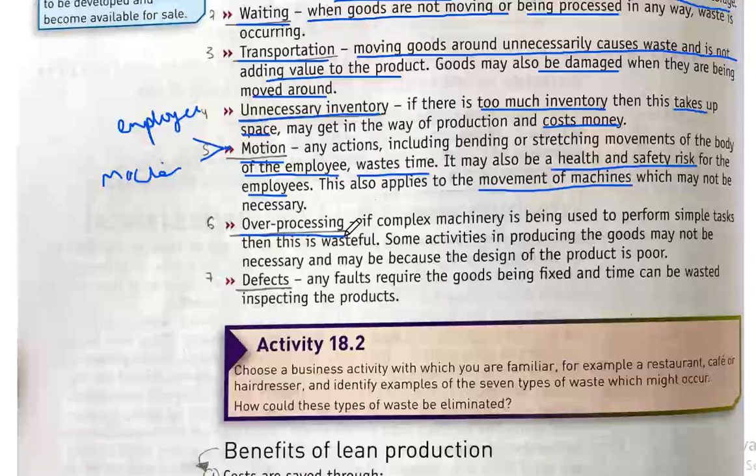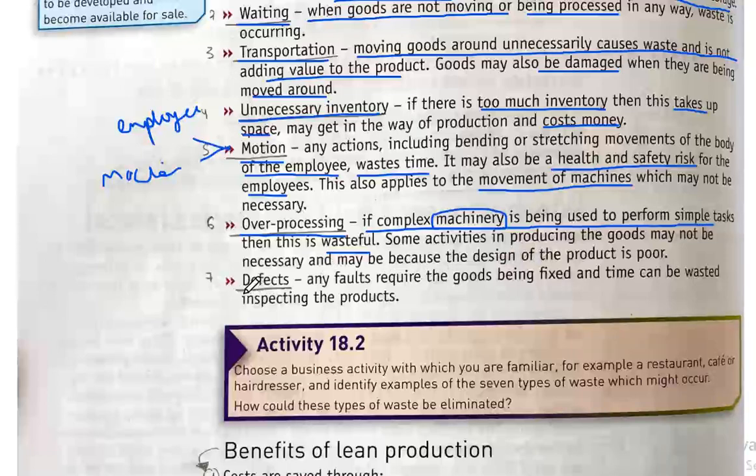Waste number 6, over processing. If complex machinery is being used to perform simple tasks, then this is wasteful. Some activities in producing the goods may not be necessary, maybe because the design of the product is poor. So over processing is when I have a machine that can do complicated tasks, but at the same time I'm only giving this machine simple tasks to do. So this is wasteful. I can use another machine, maybe a less expensive machine, to do these simple tasks, okay? Not the complicated, expensive machine.